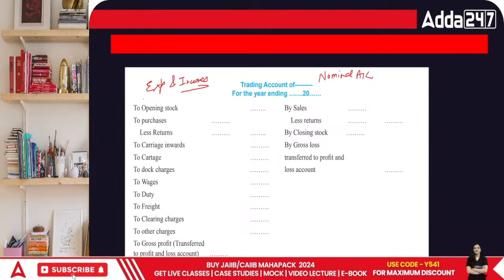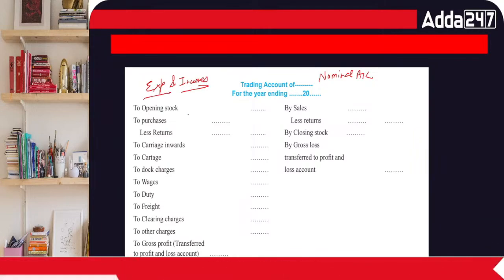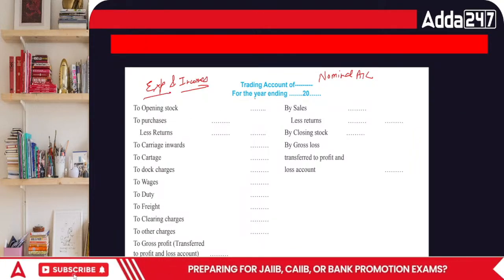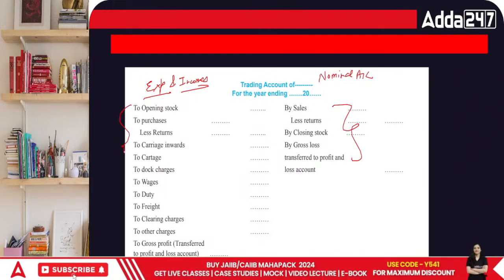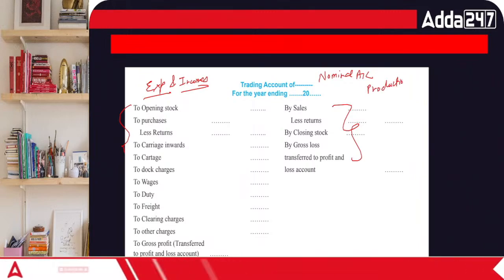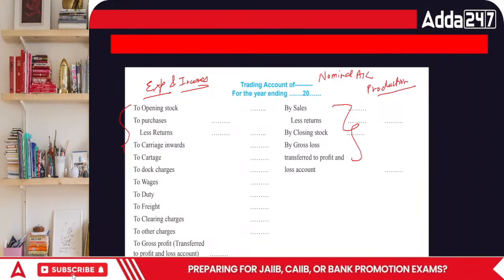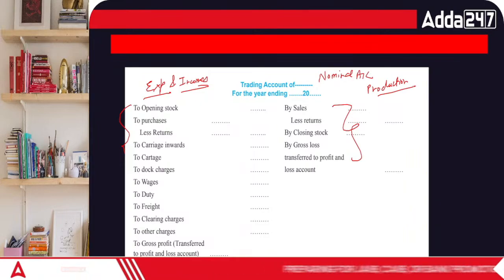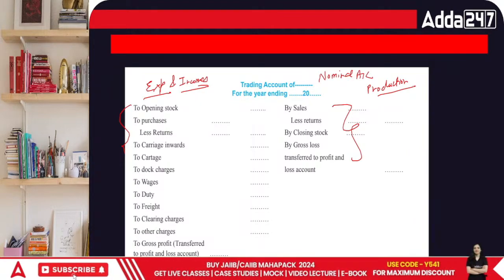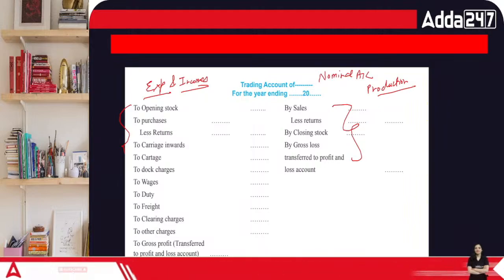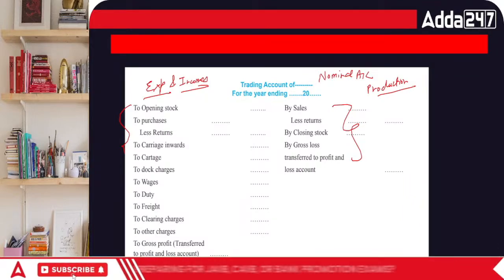If I talk about expenses and incomes, all the incomes are in this area and expenses are in this area. This particular nominal account is related to the production of goods, or the purchase and then sale of goods. So anybody who's involved in goods is related to the trading account. They have to prepare one.